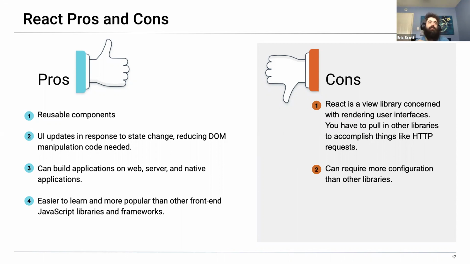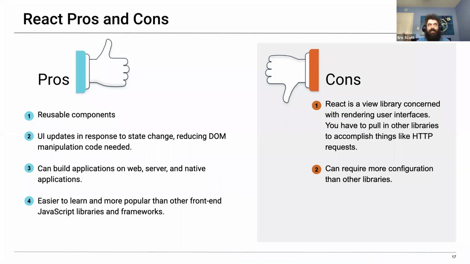The UI updates in response to state changes rather than just some event happened. It's that something is different about the state, and so that reduces the amount of DOM manipulation code that we need to write. On occasion, you'll still run into stuff. You can build applications on web, server, and native applications.